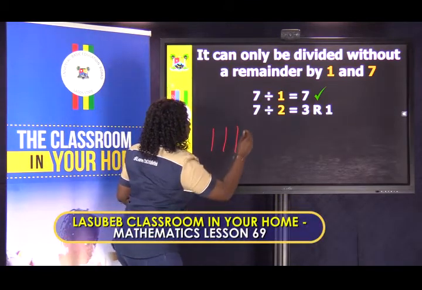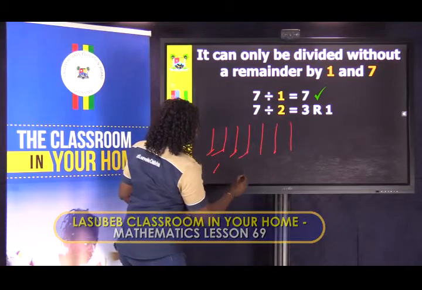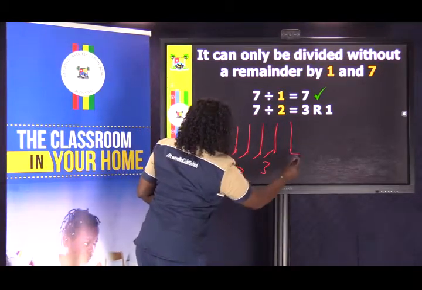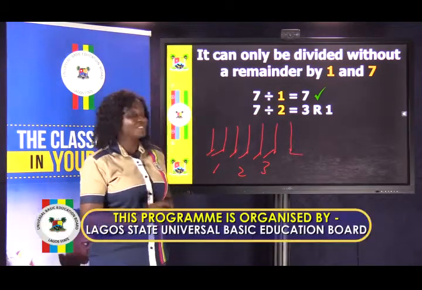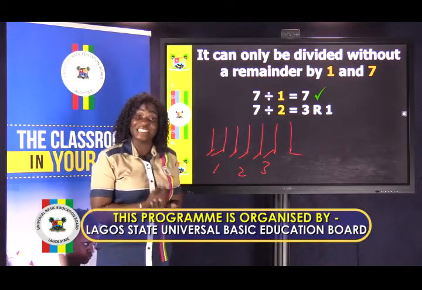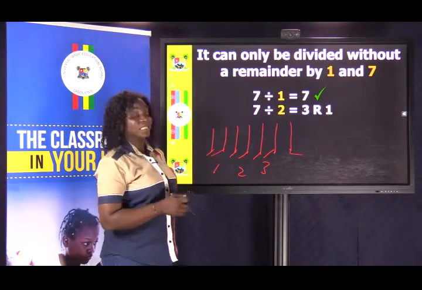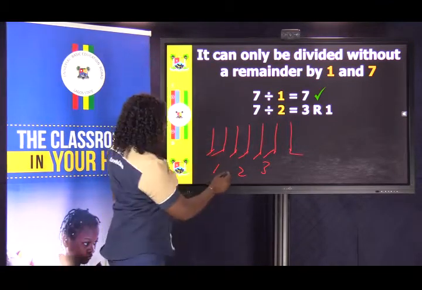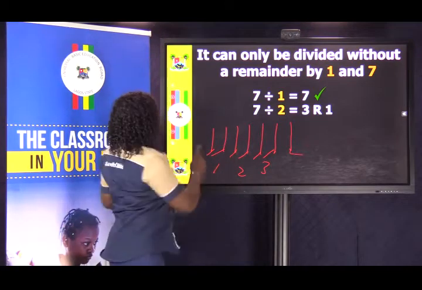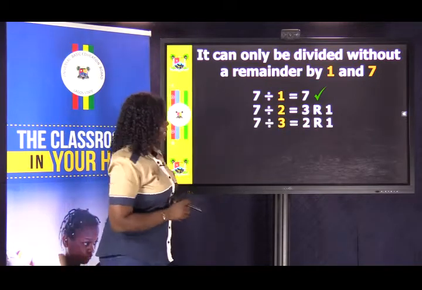1, 2, 3, 4, 5, 6, 7. What are we trying to get? We are trying to establish the fact that no other number can divide 7 without leaving a remainder. Now we've divided 7 by 2 and we got 3 remainder 1. Yes. Then the next one, let's try 3.